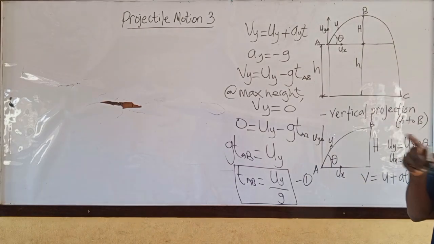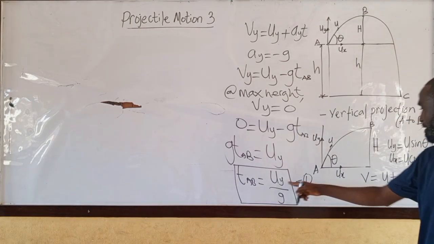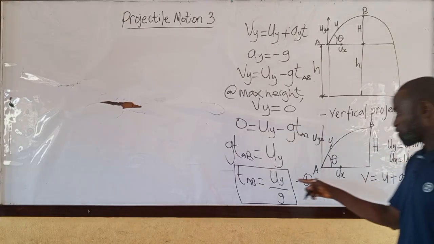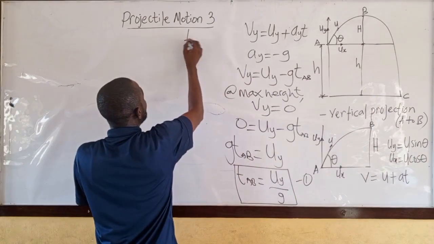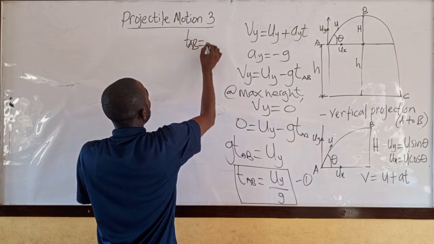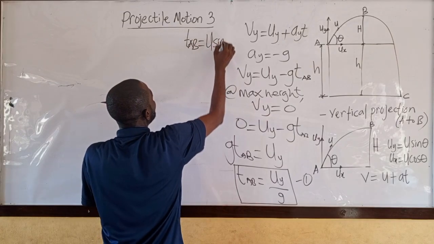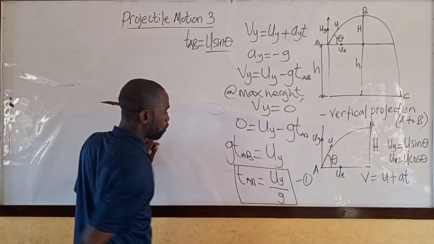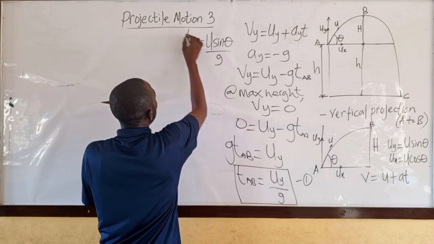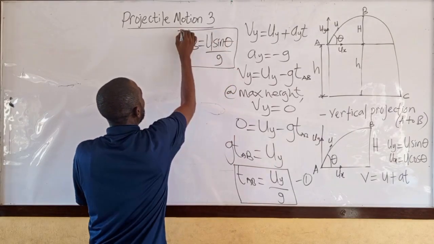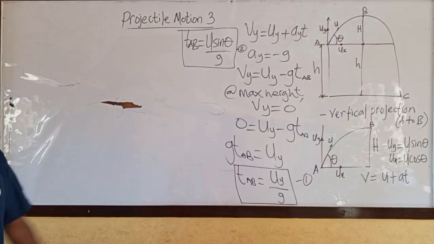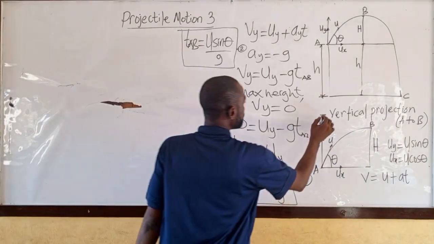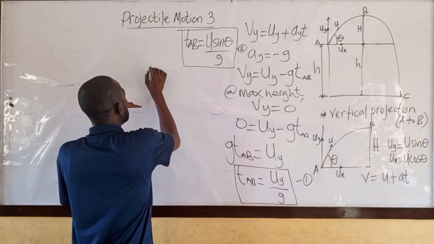But recall, U of Y equals U sin theta. So this equation can also be in this form: T AB equals U sin theta all over G. Put it in a block form, equation 2. Let's now go to the second part, which is horizontal projection.